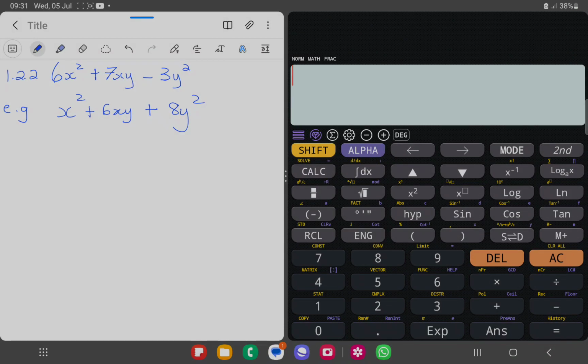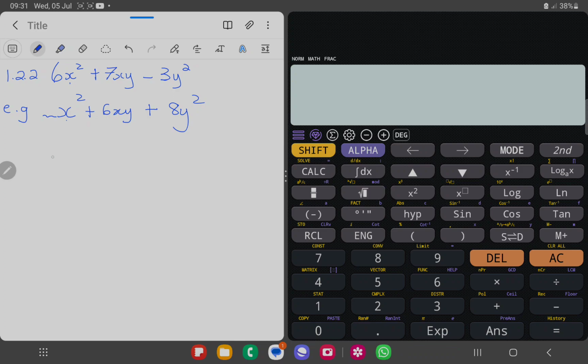Question 1.2.2. Factorize 6x squared plus 7xy minus 3y squared. Okay, so here the coefficient of x squared is 6. Before we factorize the first one, I want us to factorize this example where the coefficient of x squared is equal to 1. There's an invisible 1 there.